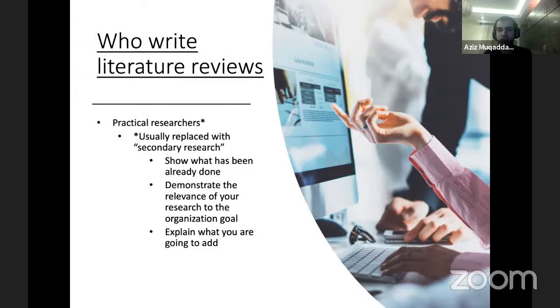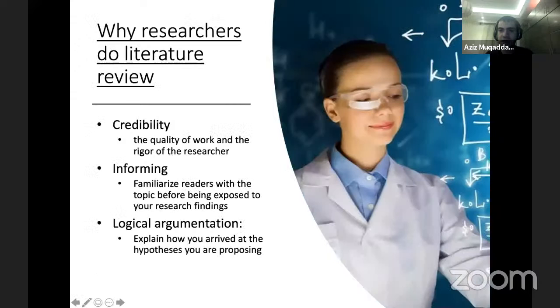So, in order to show some evidence, you conduct secondary research. In academia, we call secondary research literature review. We're talking about academic research. So that's the difference.